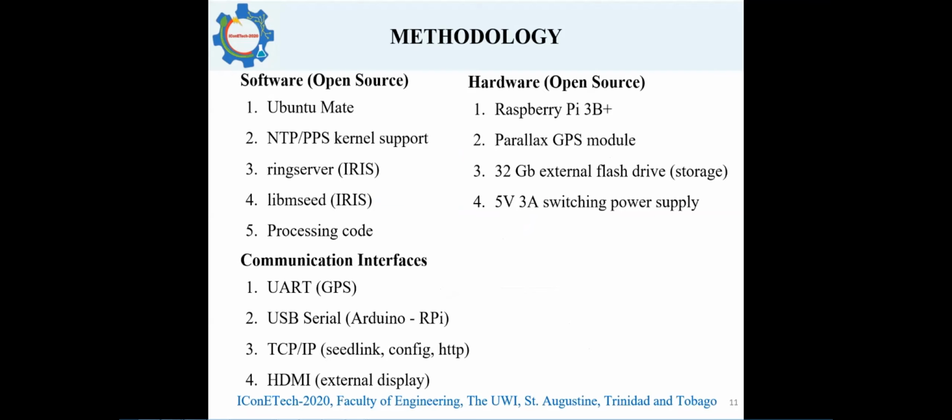The Raspberry Pi 3B Plus is a computer that we chose to handle the processing. It is installed with the Ubuntu Mate operating system, allowing for easy interfacing with the software libraries that we use. All the software libraries that we use are open source, allowing for easy adaptations in their design if necessary. And there's also the other components such as the GPS module, external flash drive for storage, power supply, and the different communication interfaces that we used.